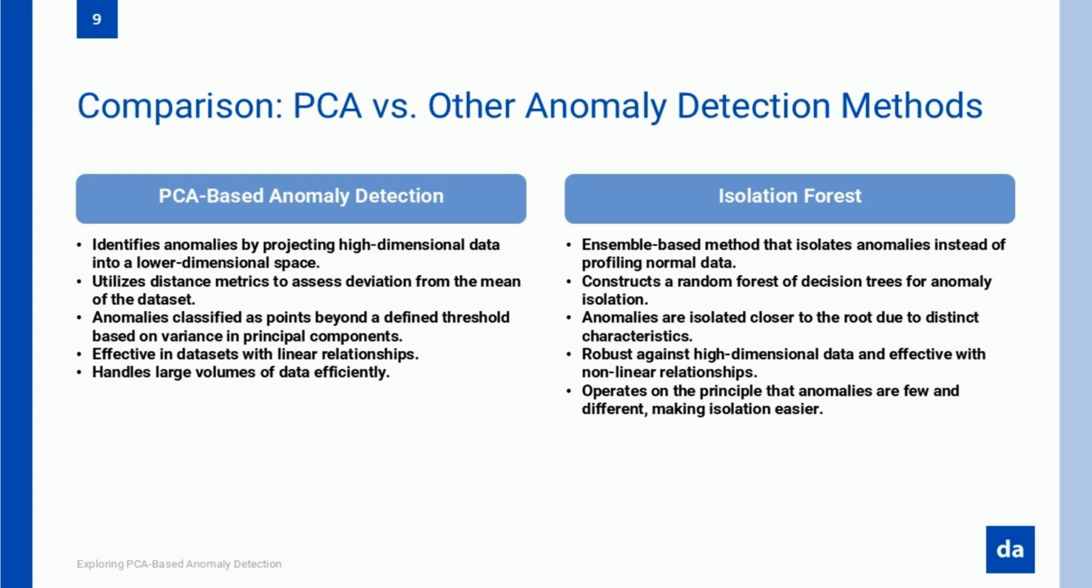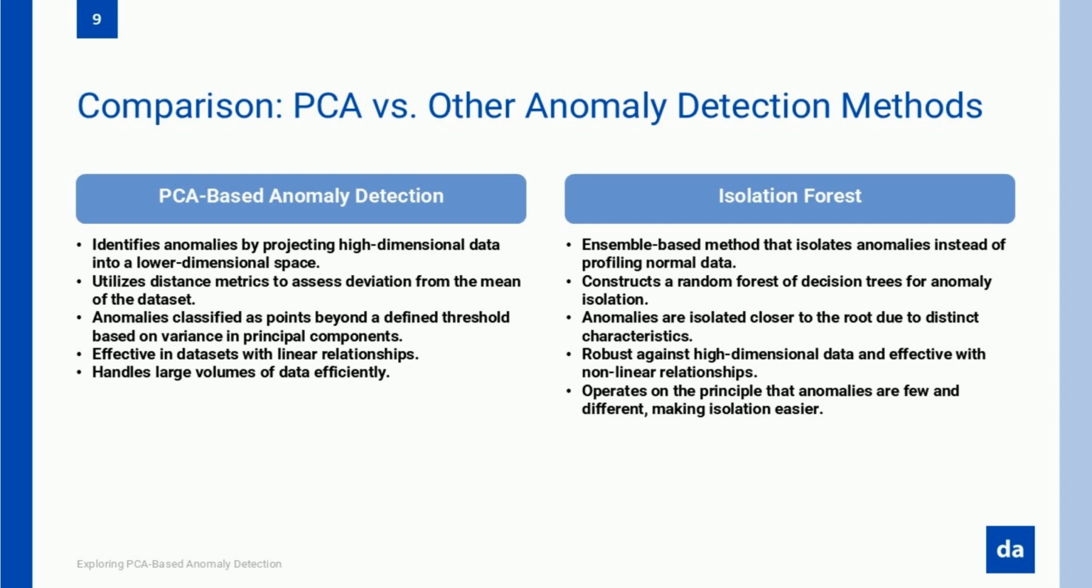outliers. Another method is one-class SVM, support vector machine, which is commonly used for detecting anomalies in highly structured data. It works by learning the boundary of normal data and classifying anything outside that boundary as an anomaly. Unlike PCA, which assumes normal data follows a variance-based pattern, one-class SVM explicitly models normality, making it better suited for datasets where normal data points cluster tightly. However, it struggles with large datasets and requires careful tuning of hyperparameters.